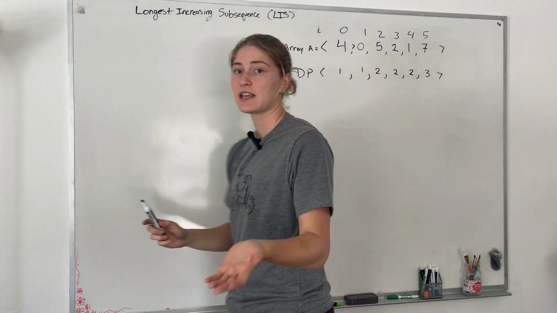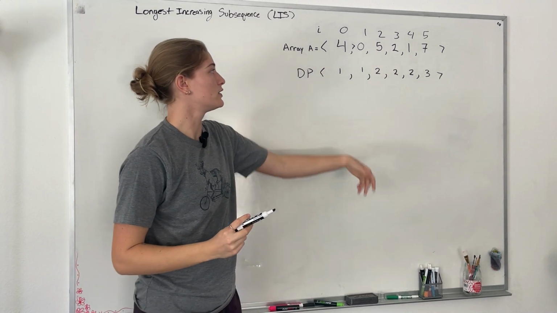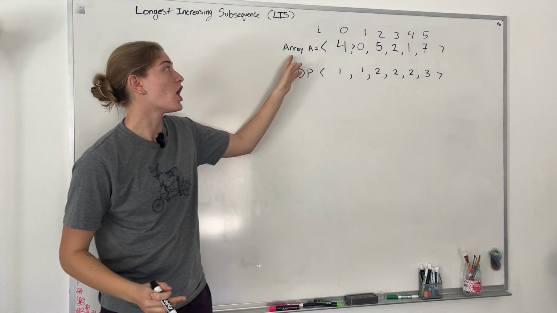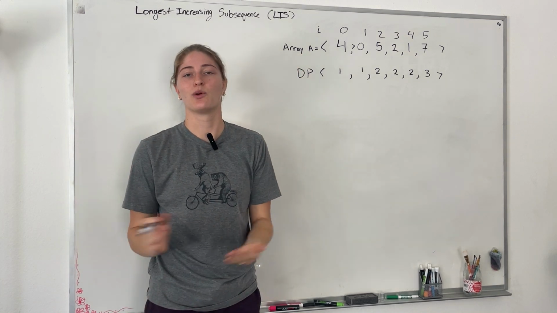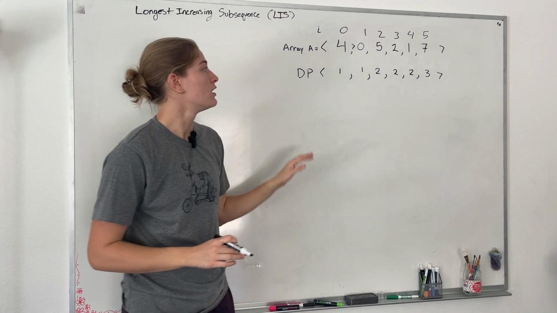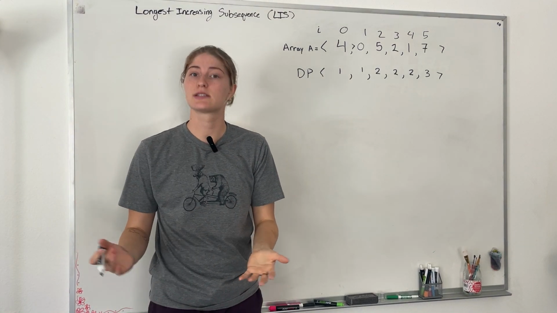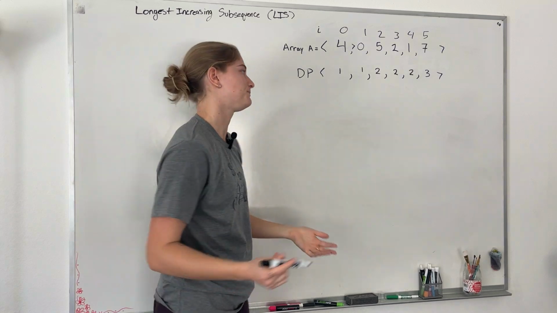Now, this example is pretty easy. Intuitively, you can just kind of check it and build it as you go. But what happens if you had 100 values in array A? Well, you're going to want to write a program that uses the DP array and something called a recurrence to solve that for you.